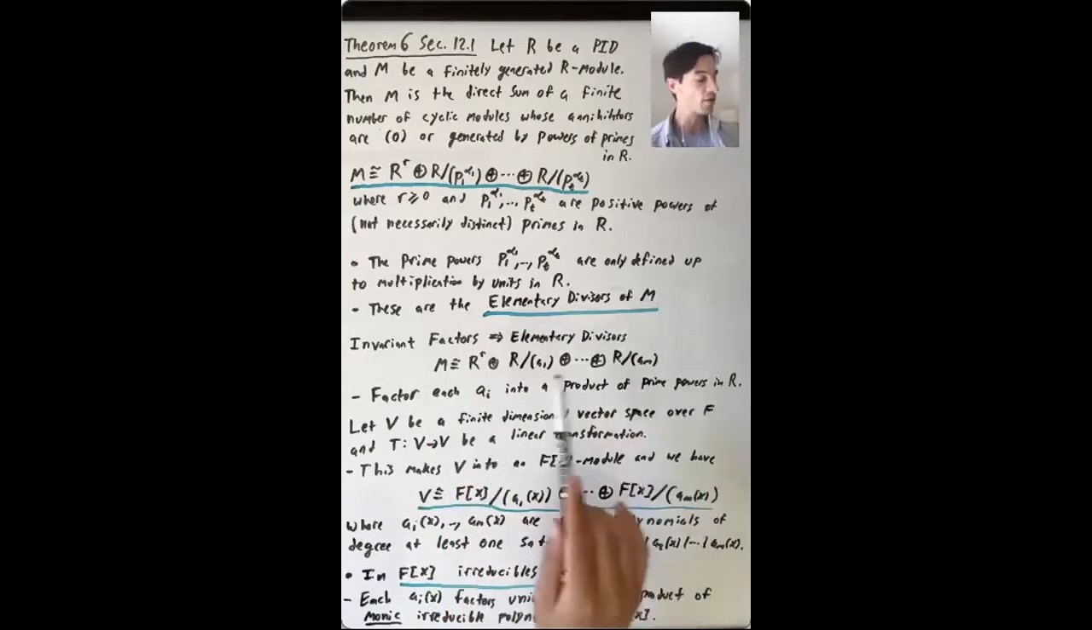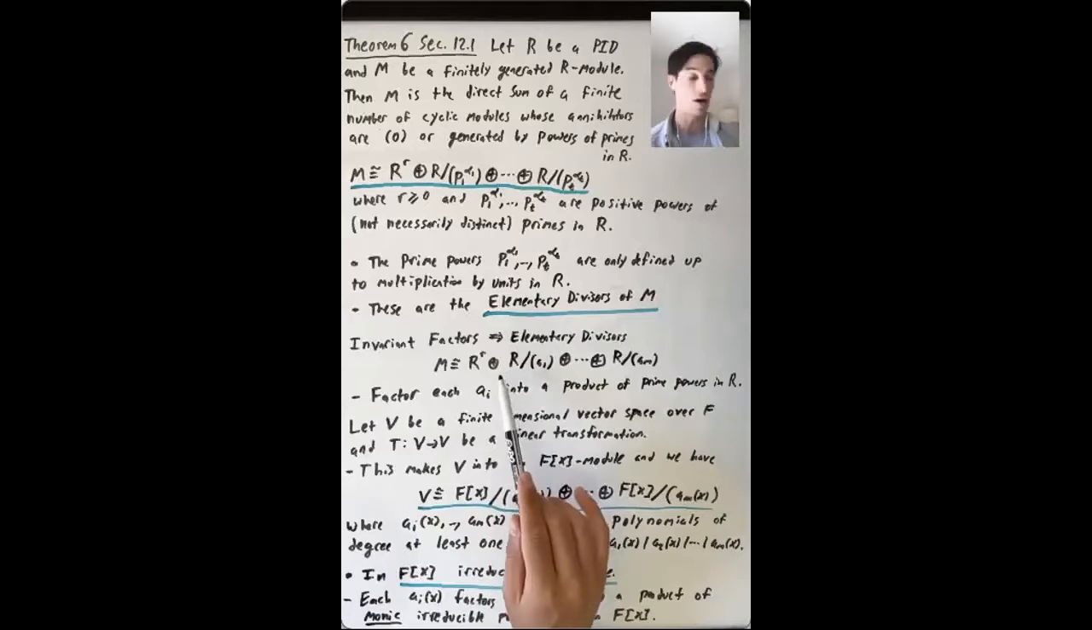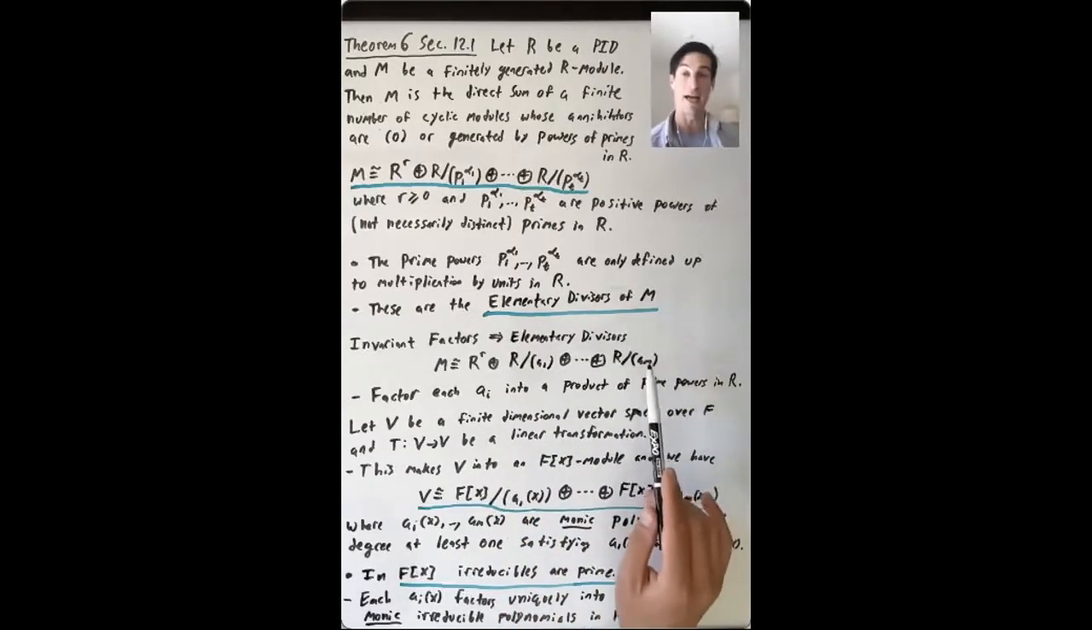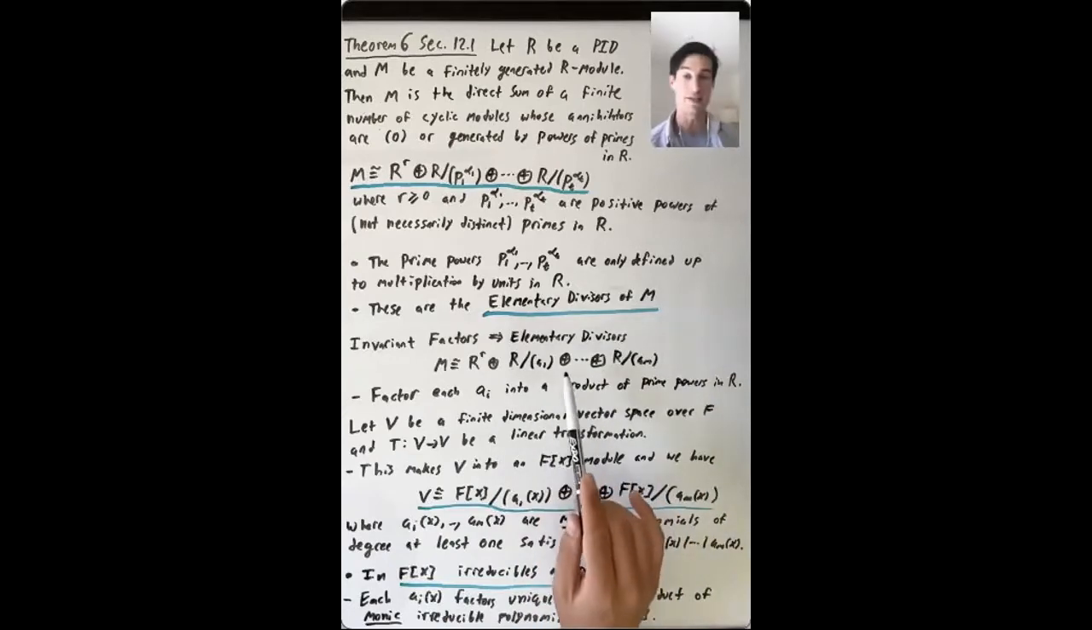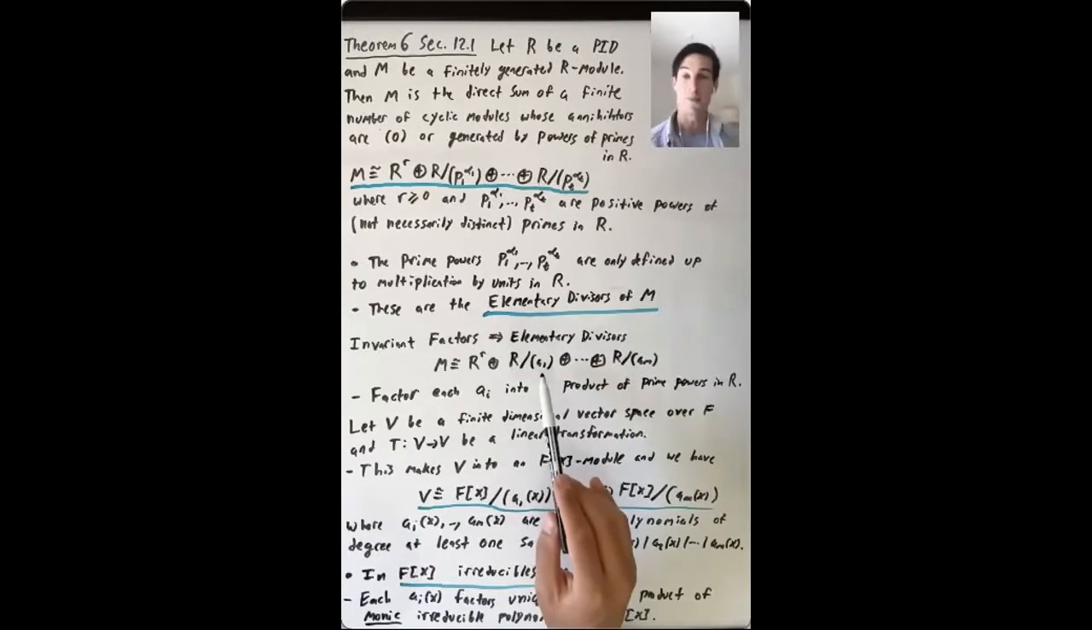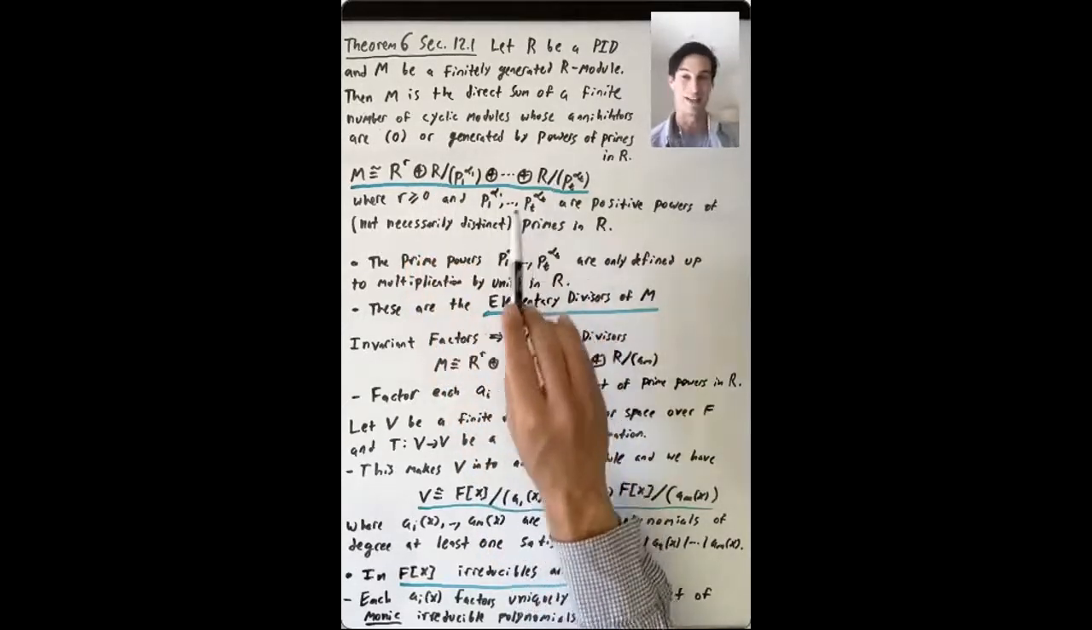So what does the invariant factor form look like? We have M is isomorphic to R^r, direct sum R mod the ideal generated by a1, direct sum, and so on, direct sum R mod the ideal generated by am, where these ai are non-zero, non-unit elements of R that satisfy these divisibility relations: a1 divides a2, a2 divides a3, and so on. So what we did is we took each ai and factored it into a product of prime powers in R. Once we have a1, for example, as a product of prime powers, we can apply the Chinese remainder theorem for modules to this quotient and get something that looks like this.